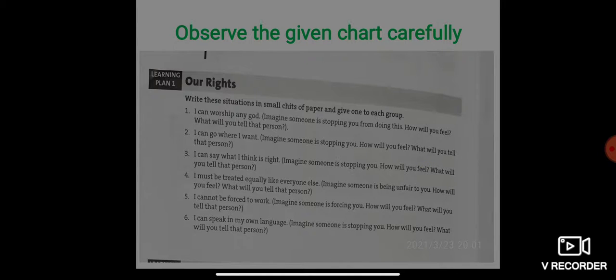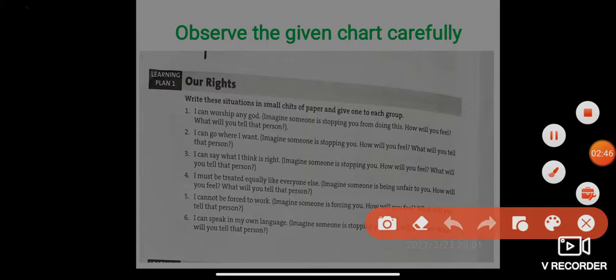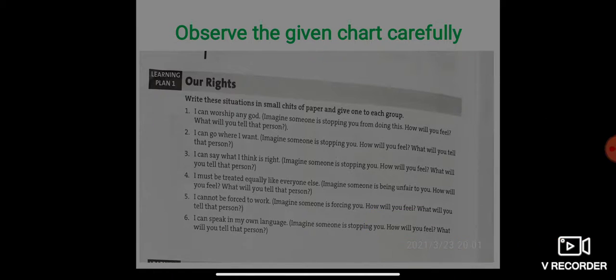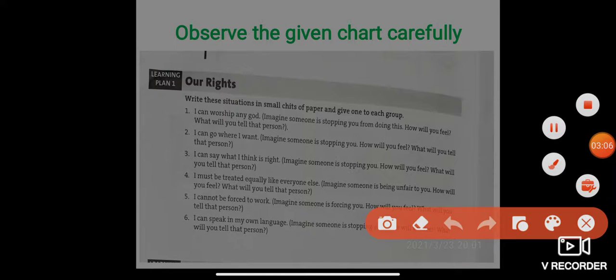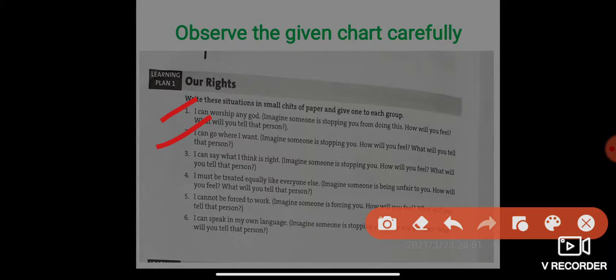Here is the resource sheet for today. I want all of you to read this resource sheet, the given points 1 to 6. I want all of you to be familiar with it. Point number 1, I can worship any god. Imagine someone is stopping you from doing this. How will you feel? What will you tell that person? 2. I can go where I want. Imagine someone is stopping you. How will you feel about that, and what will you tell that person?